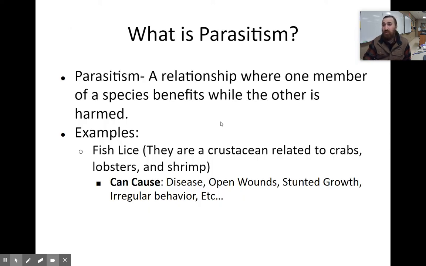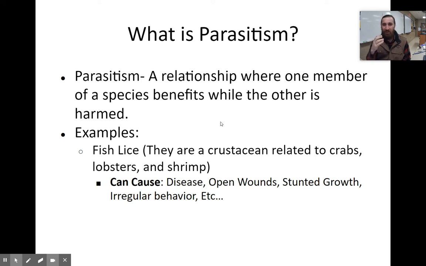Now the last one is, what is parasitism? Parasitism is a relationship where one member of a species benefits while the other is harmed. For example, there's a thing called fish lice, which is a crustacean, so it's related to crabs, lobsters, and shrimp, but it can cause disease, open wounds, stunted growth, and irregular behavior. I'm going to show you a picture of these, and they're kind of gross. If you think of head lice, it's not what you want.